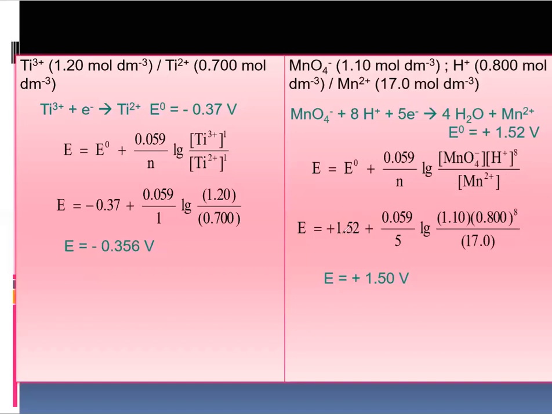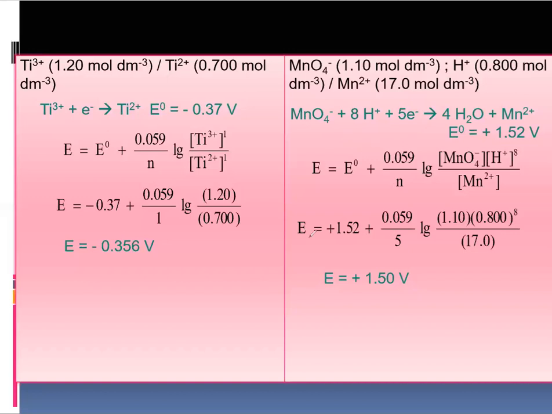So if you input the values, E naught is plus 1.52 plus 0.059 divided by 5. You can see the number of electrons transferred is 5, and the reason is that the oxidation state of manganese here is plus 7. You can always calculate it. Oxygen is minus 2. Minus 2 times 4 is minus 8, which if you take to the other side becomes plus 8, and of course there's minus 1 on the other side, making it plus 7. We've done that in the previous videos.